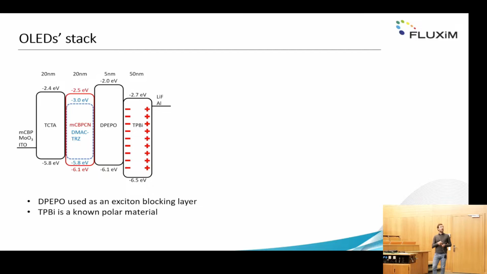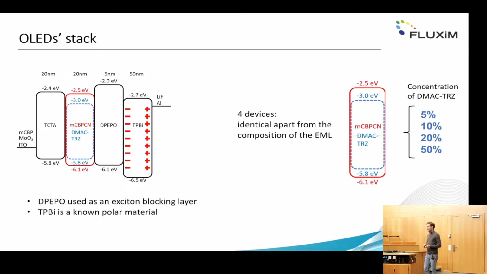In this case, I already indicated TPBi with minus and plus, left and right, because we have already seen yesterday that TPBi is especially polar. And we defined the TPBi in Sept as a polar layer. And then we studied four concentrations for devices, with a percentage of DMAC-TRZ of 5, 10, 20, and 50%.